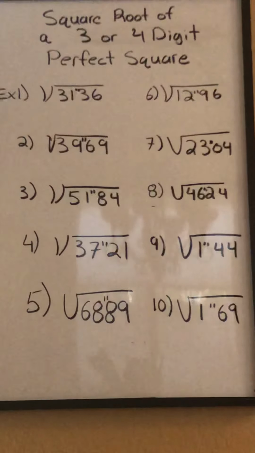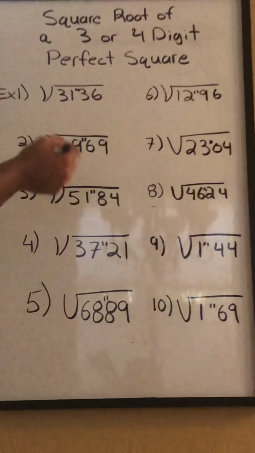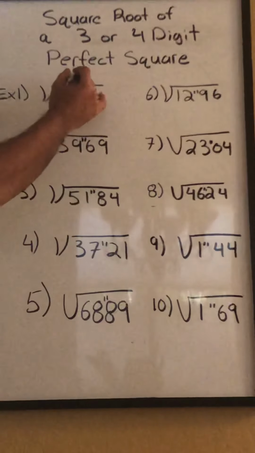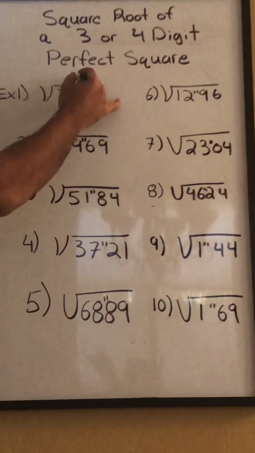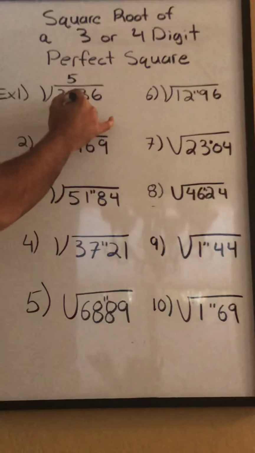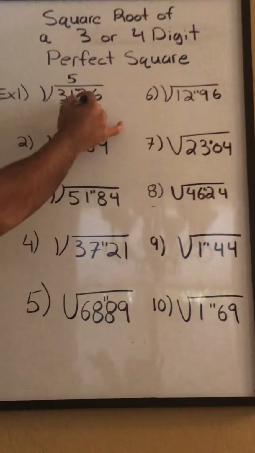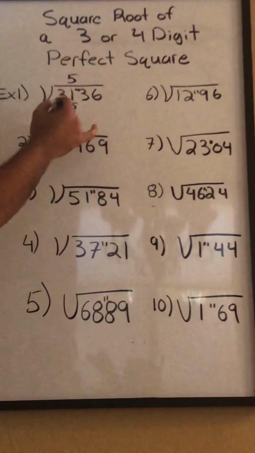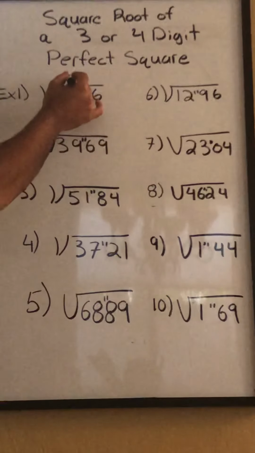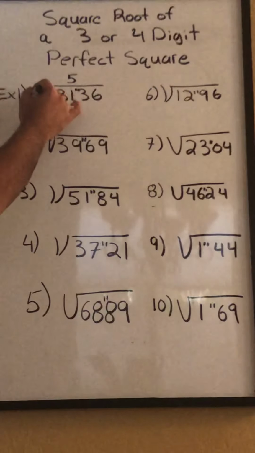Well, it's not a perfect square. So I have to go to the closest perfect square below that, which is 25. 5 squared, so I'm going to put a 5 over here. 5 squared is 25, right? So I'm going to write 25 over here. Then I'm going to double this number. 5 times 2 is 10.